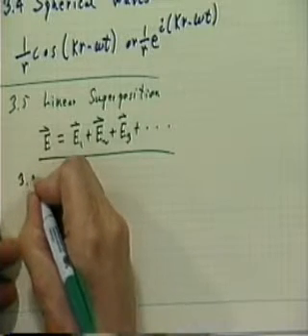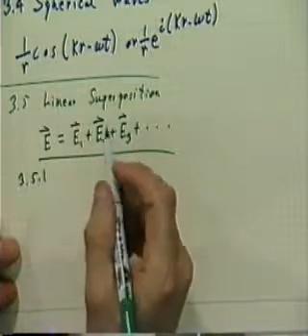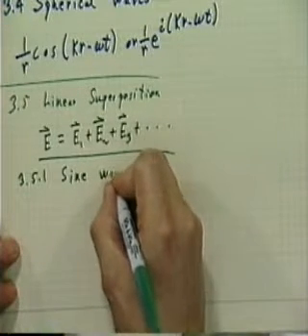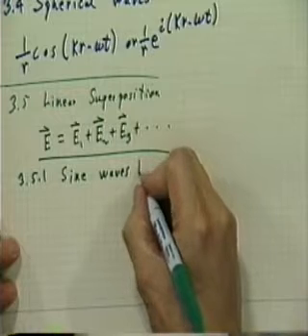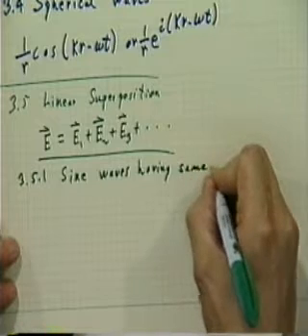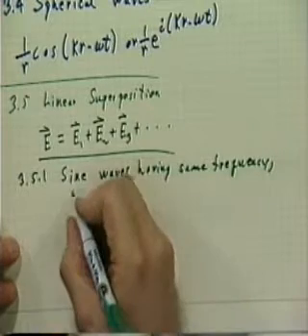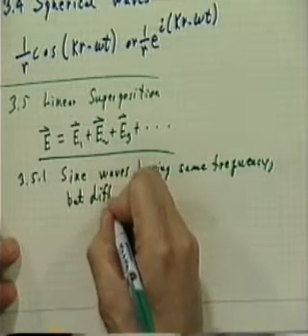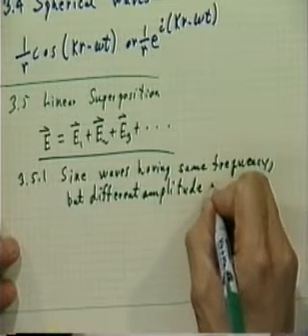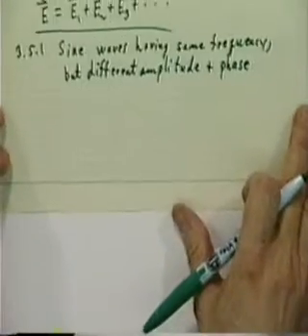And the first is section 3.5.1. What we're going to do here is take two sine waves, I'll just say sine waves first off. They're going to have the same frequency. So, two sine waves having the same frequency but different amplitude and phase. Okay?